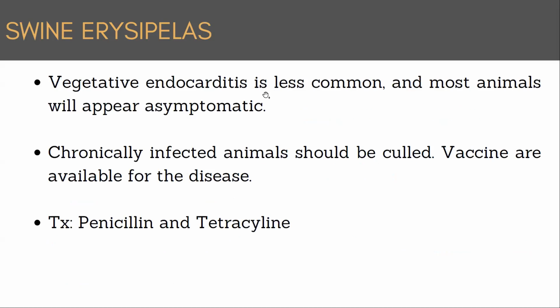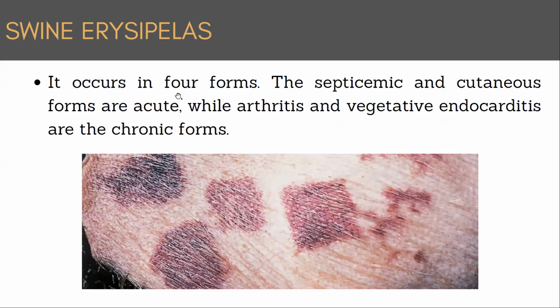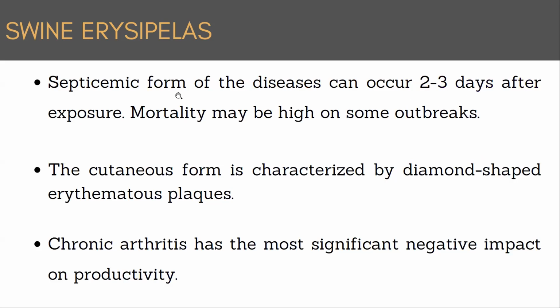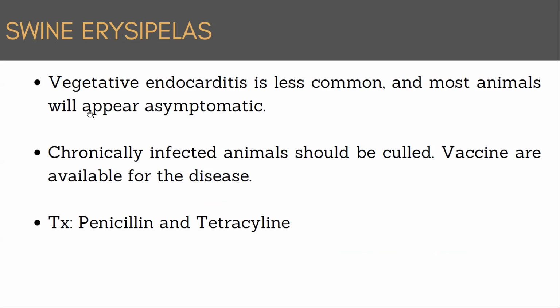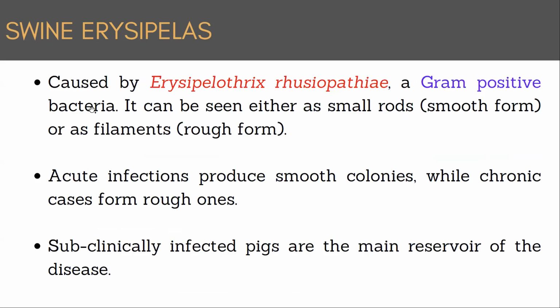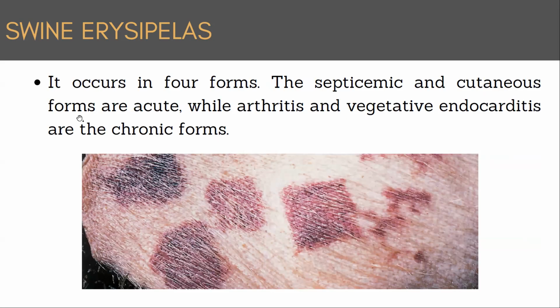So vegetative endocarditis naman is less common. So, most animals will appear asymptomatic. So, inflammation of the endocardium. So, most of our bacteria, basta magkasugat, possible pumasok ang bacteria natin. Ano, di ko nalagay yung common talagang transmission. Pero most of these diseases that I discussed is through direct contact, yung transmission nila.